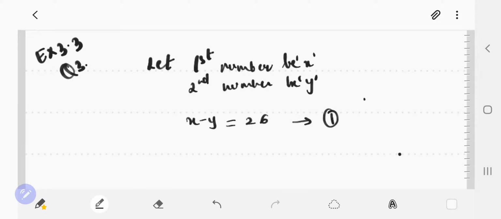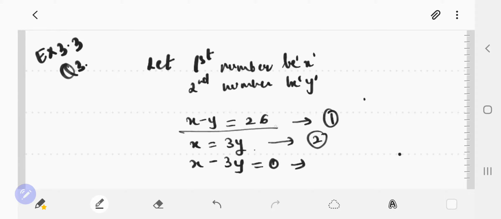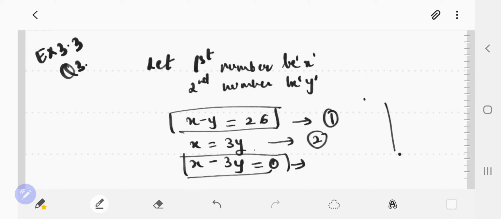And further it says, and one number is 3 times the other. So if I take x, it is 3 times y. So that's your equation number 2. For your equation number 2, you have to make it into the standard notation. So it will be something like this. So you have two equations, one is this and one is this, and you have to solve it.